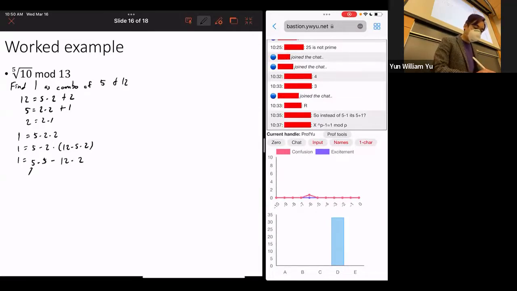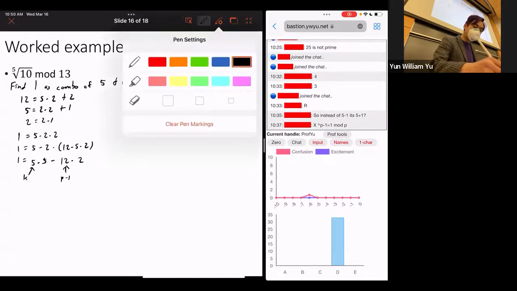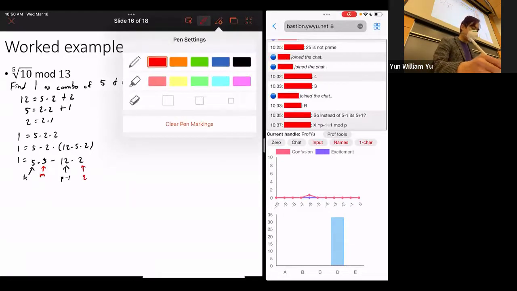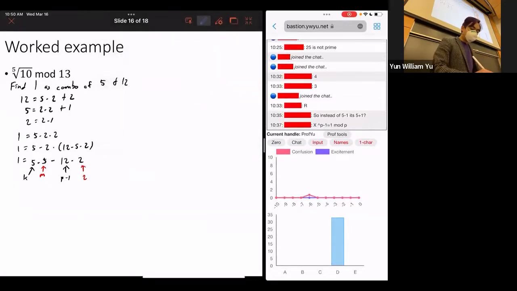Okay, and of course this here is k, and this here is p minus 1. So this here is m, and this here is 2. So note that the powers are positive this time. M is positive this time, which makes life a little bit easier. And so then what we know is that the fifth root of 10 is congruent to 10 to the 5, because of m, mod 13.